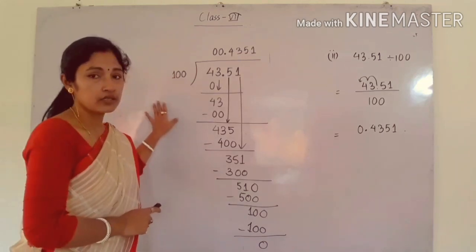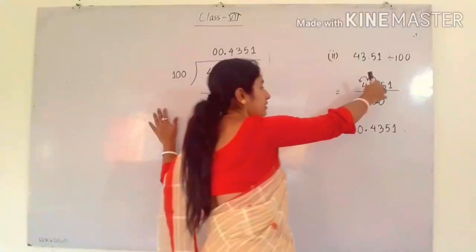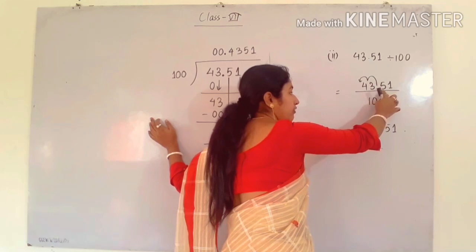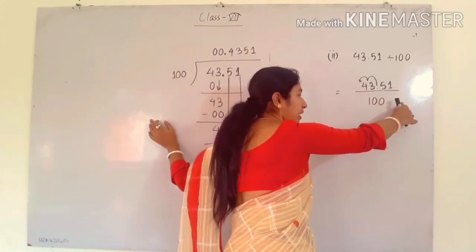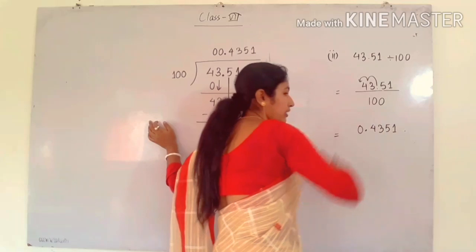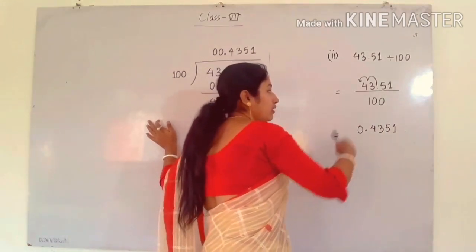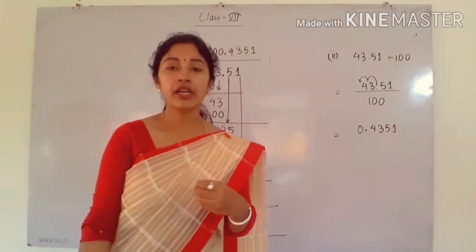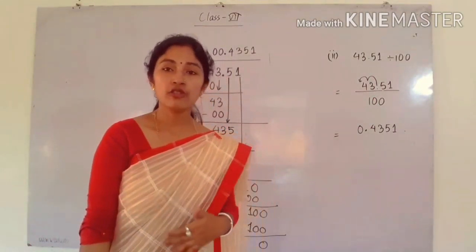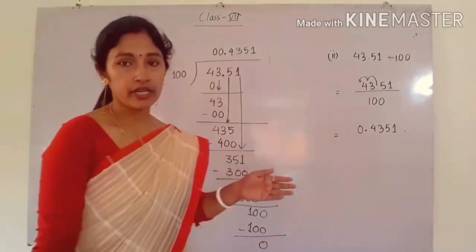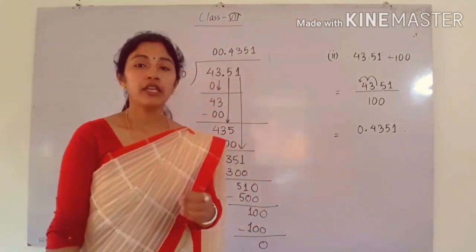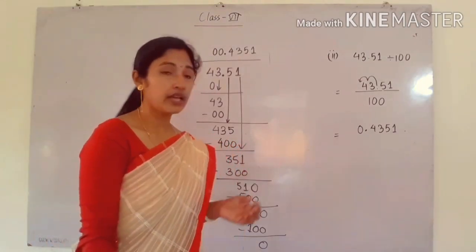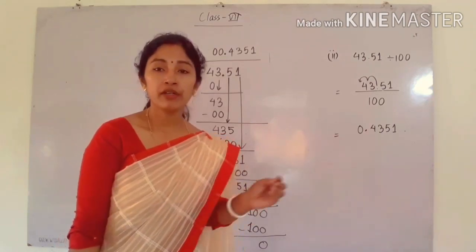There is another process, where you can remove the decimal point and multiply by 100, because after the point we have two places. So 100 into 100 will be 10,000. Then you can divide 4351 by 10,000 also, by eliminating the decimal point. But here I am not eliminating the decimal point, as in many questions in higher classes, whenever we divide, we have to divide directly. So you need to remember this method also.